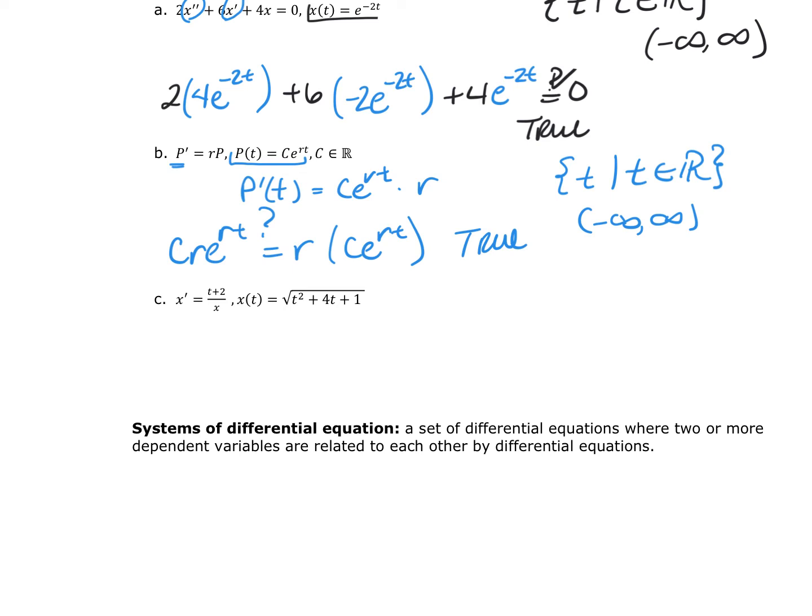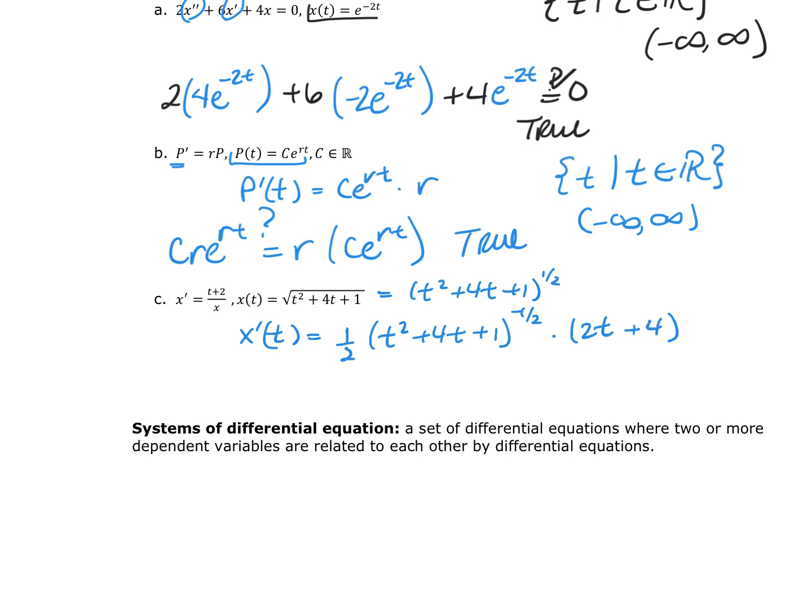So I am going to need to find x prime of t. Well, I'm going to rewrite this as t squared plus 4t plus 1 raised to the 1/2. Now I'm going to have to use the chain rule. So it is 1/2 times t squared plus 4t plus 1 raised to the negative 1/2 times the derivative of t squared plus 4t plus 1, which is 2t plus 4.